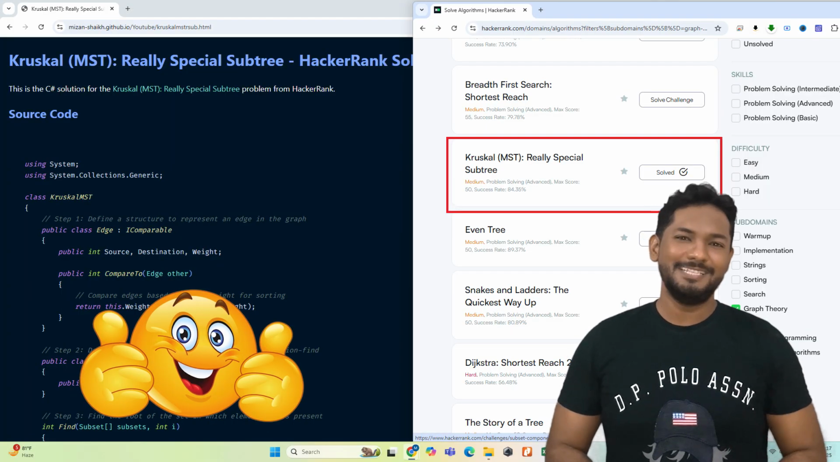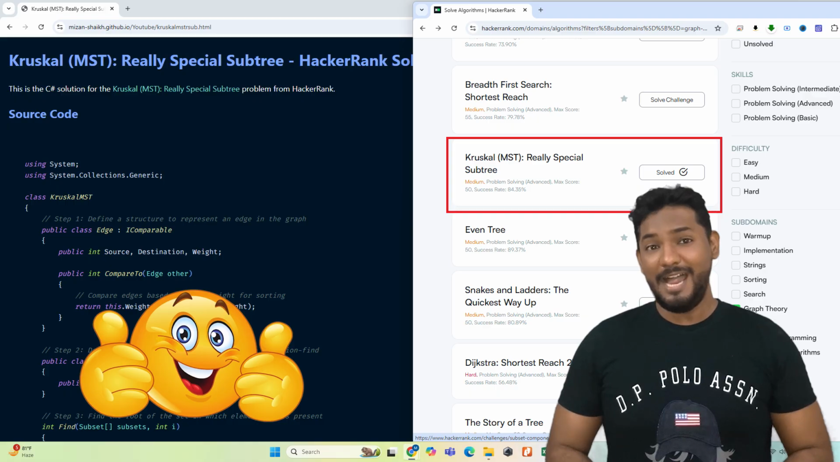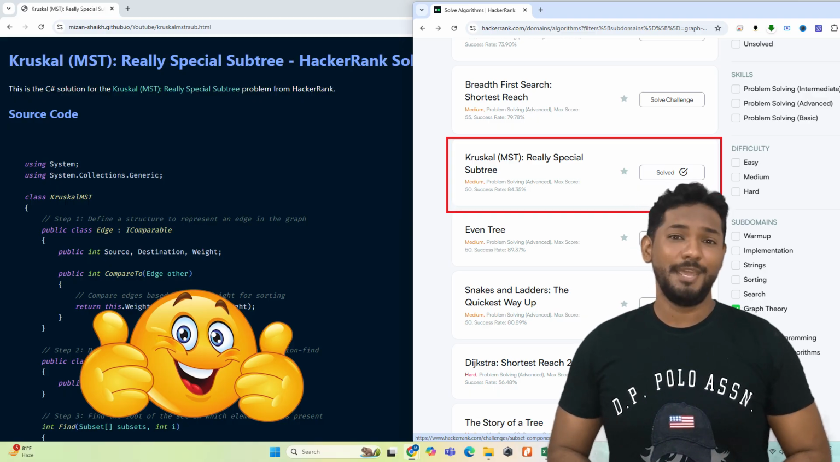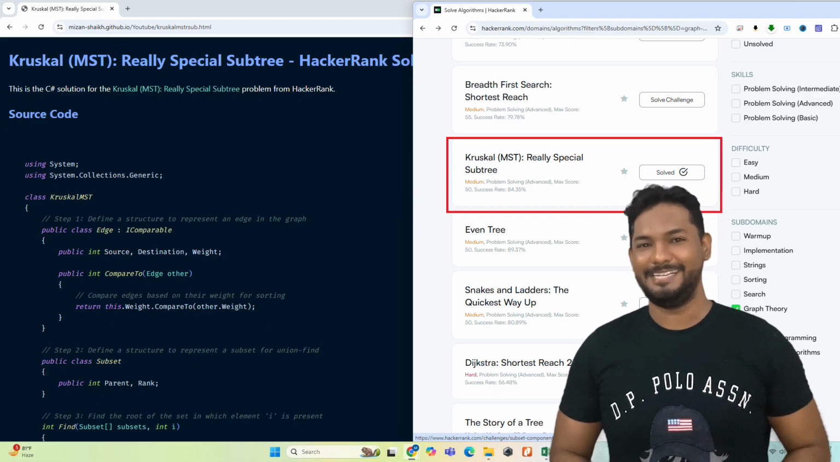What if I told you there is a way to connect points on a map using the least amount of roads possible? That's the magic of Kruskal's algorithm. Whether you're a budding programmer or just curious about how technologies solve real world problems, this video is for you. Let's explore this algorithm, how it can save time, money, and resources, making our world a little more connected.